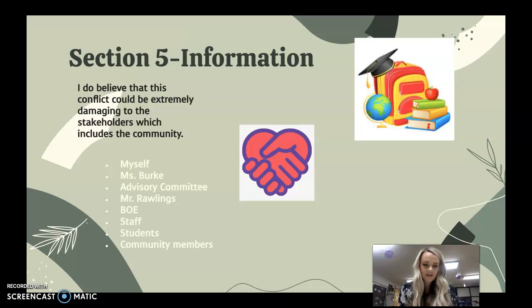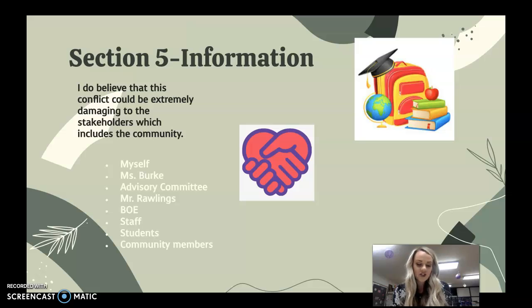So Section 5, information. I do believe that this conflict could be extremely damaging to the stakeholders, which includes the community. The inability to get all members on board to see the vision for the school can definitely ruin those relationships. And as we all know, relationships are the forefront of everything. It's the foundation. It's how everything begins and remains strong.